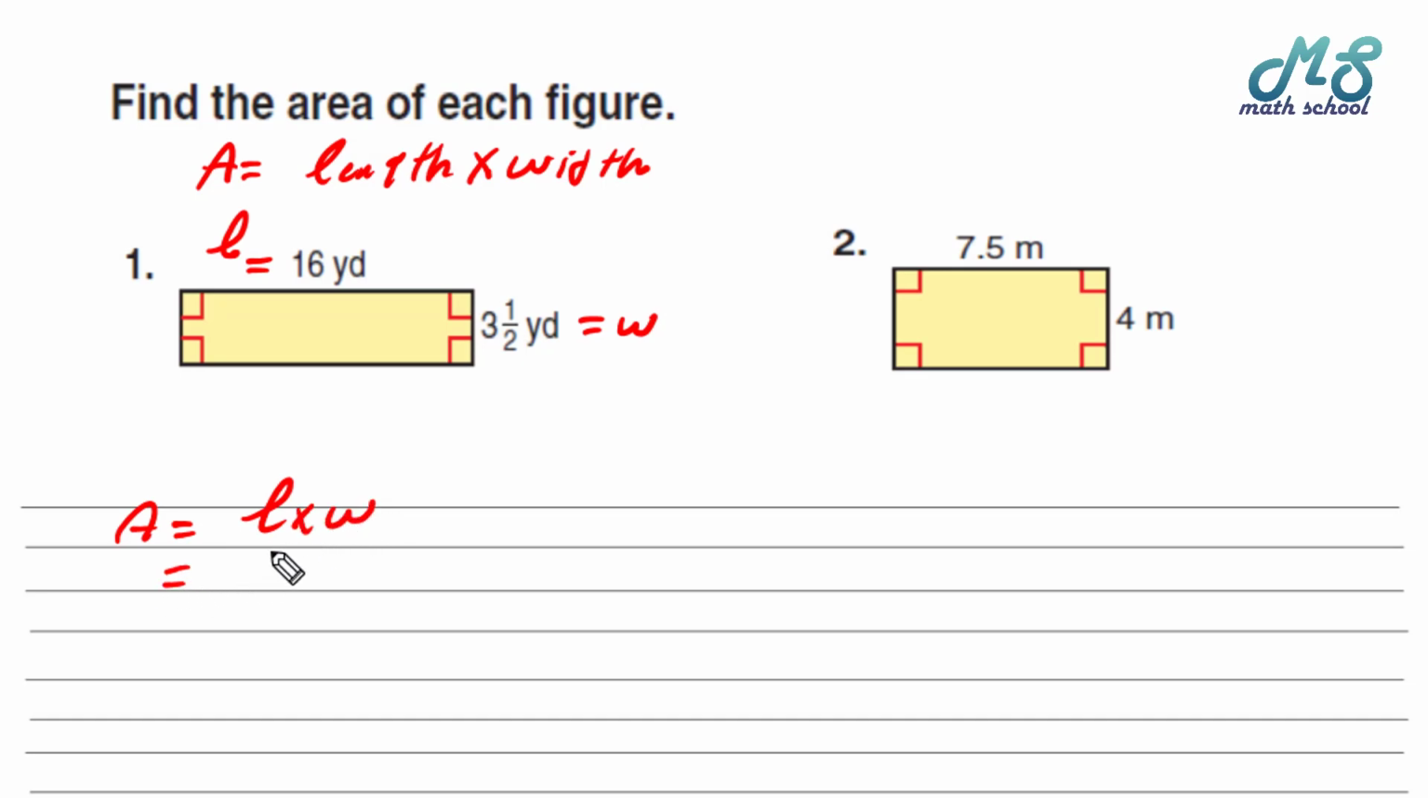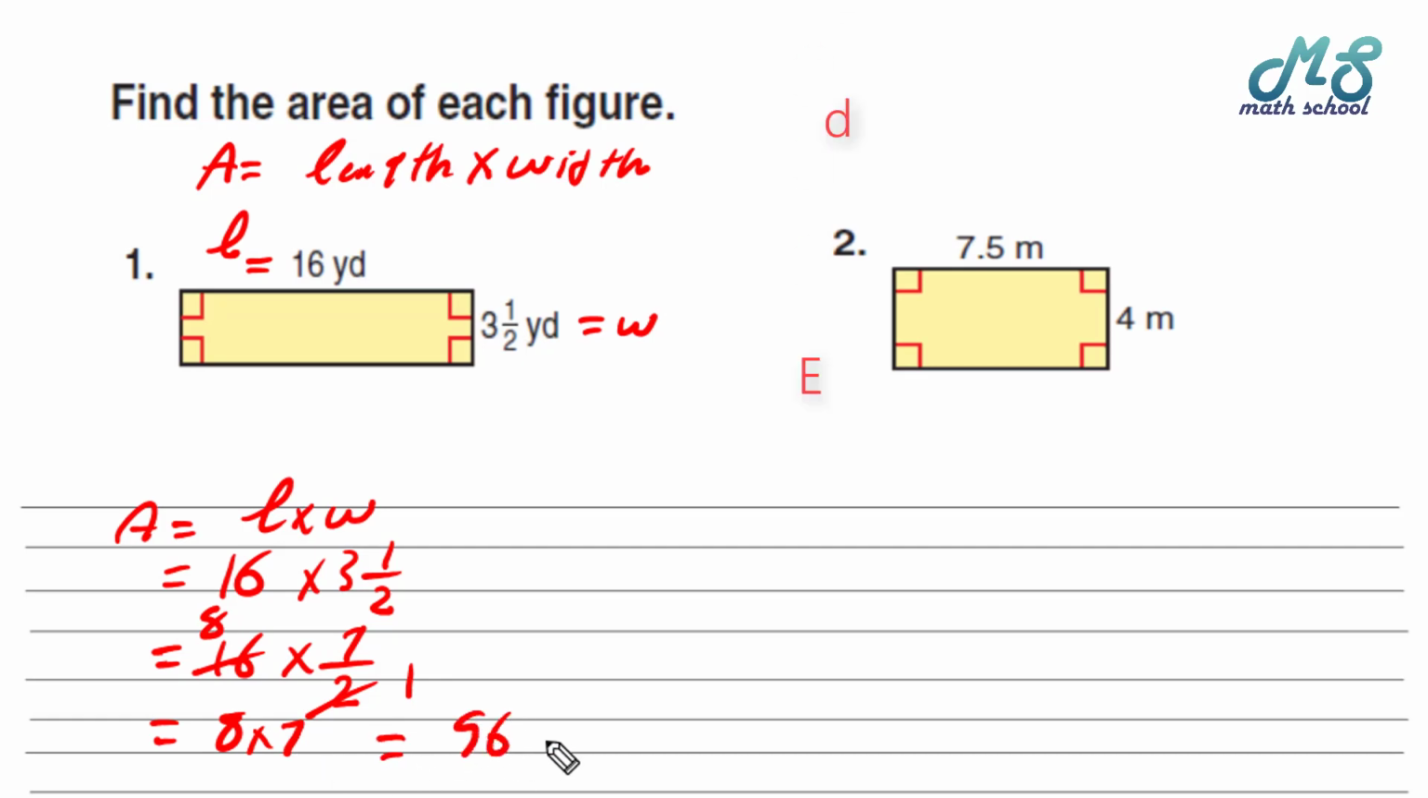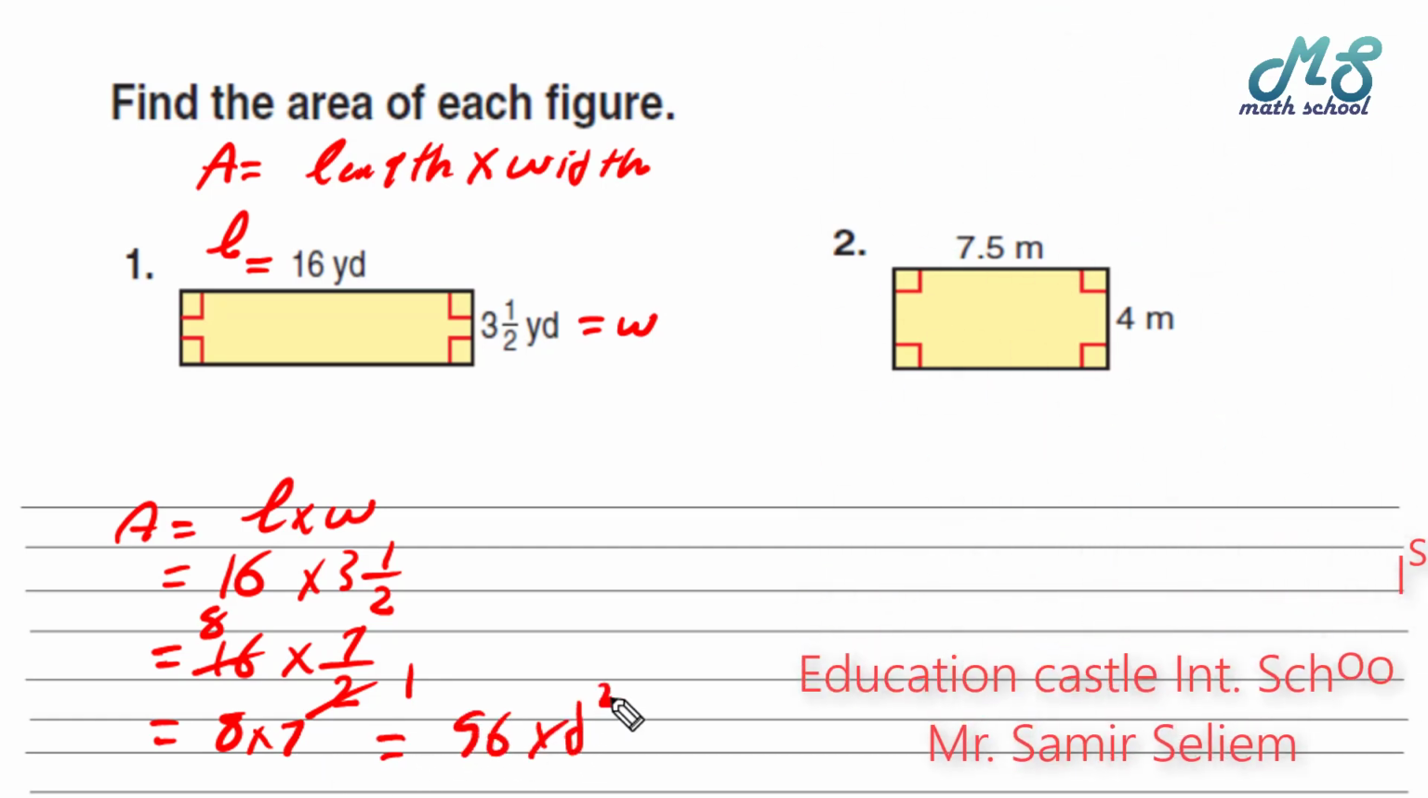So area equals 16 times 3 and 1/2. We can write the mixed number as a fraction: 3 times 2 equals 6, plus 1 equals 7. So we get 16 times 7 over 2. Just cancel out common factors: 16 is divisible by 2, equals 8. Now we get 8 times 7, which equals 56 square yards.